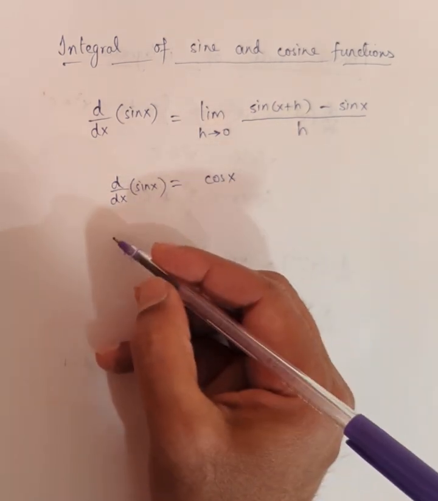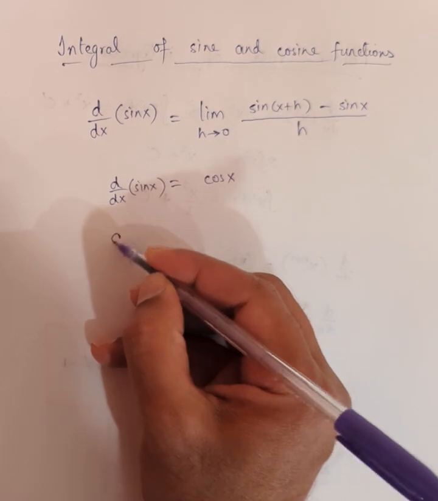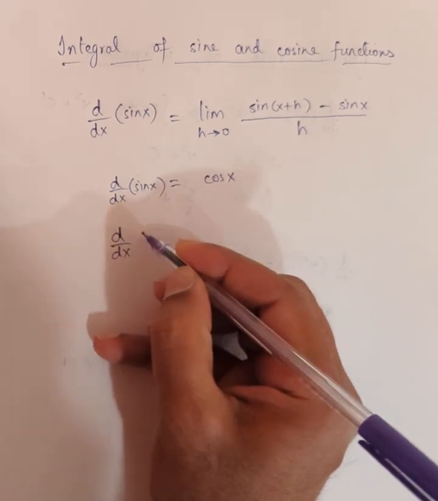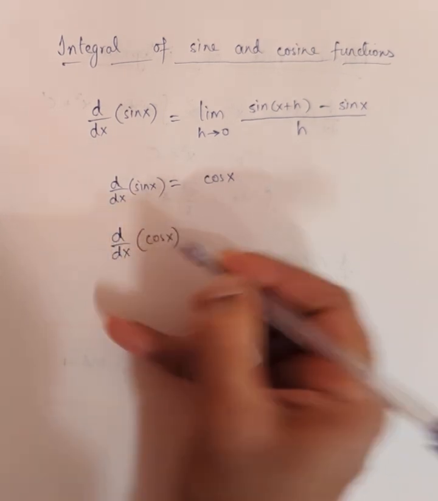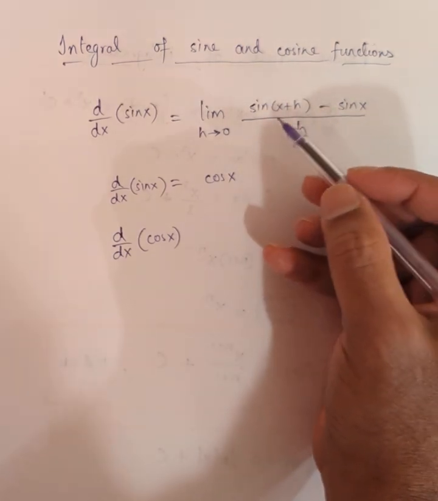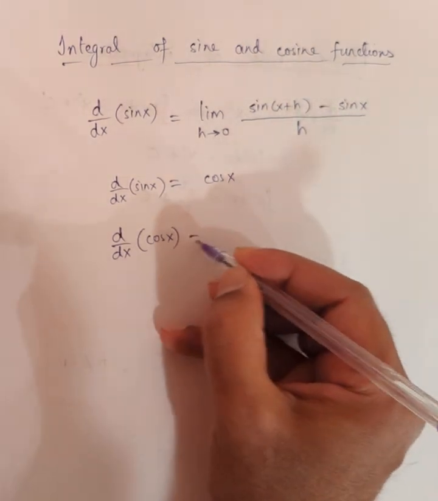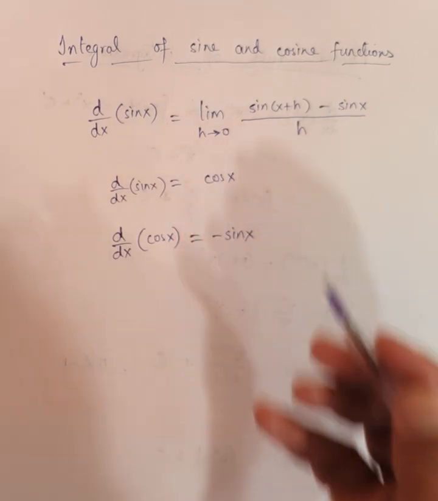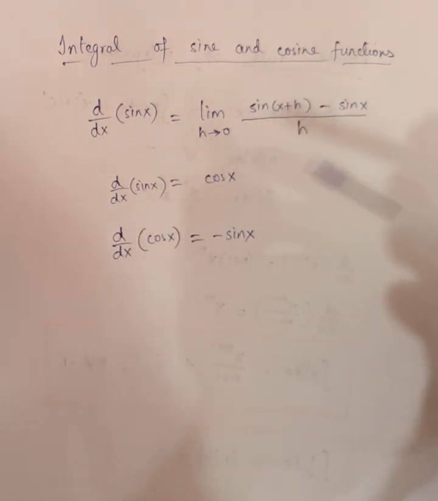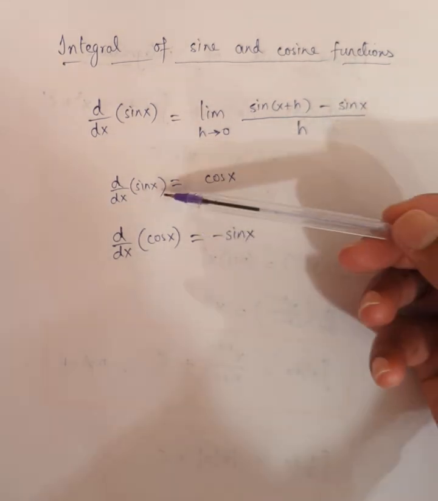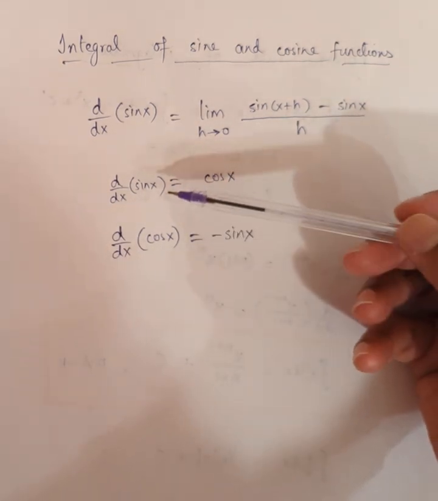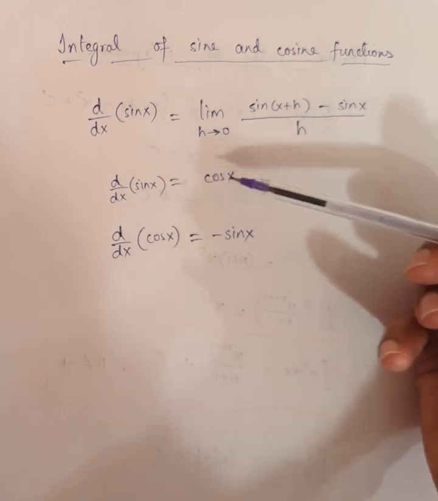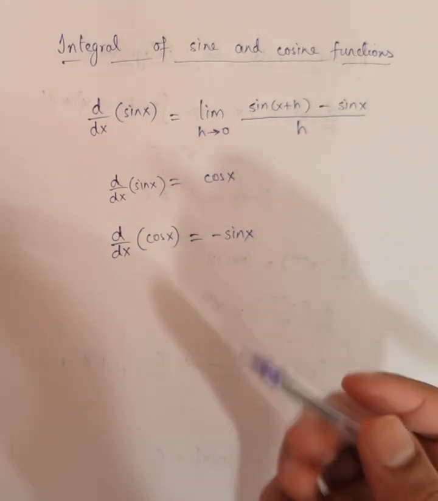And also, we found the derivative of cosine x to be, so we wrote something like that, and then we used the difference of cosines. And this turned out to be negative sine x. And after we do that, we want to remember: sine's derivative is cosine, cosine's derivative is negative sine.